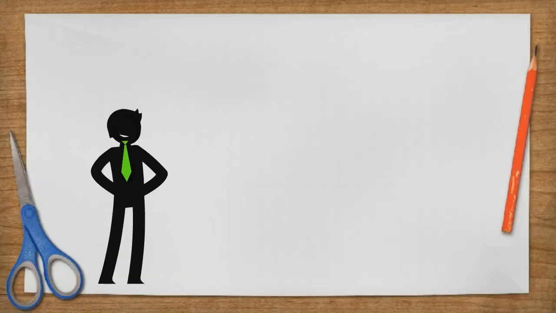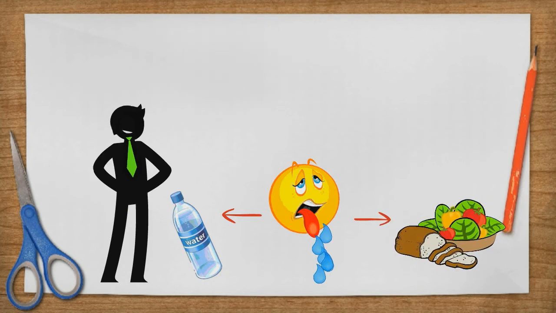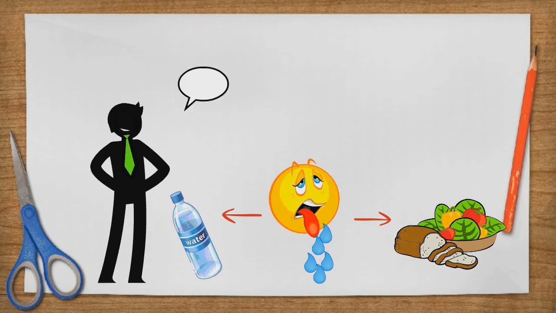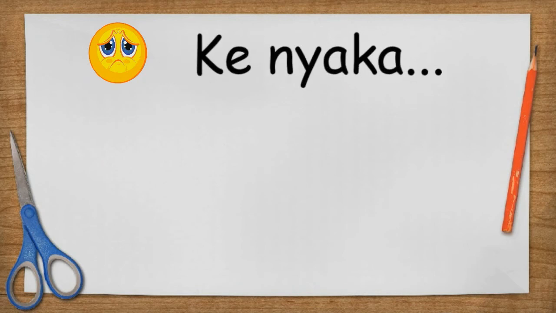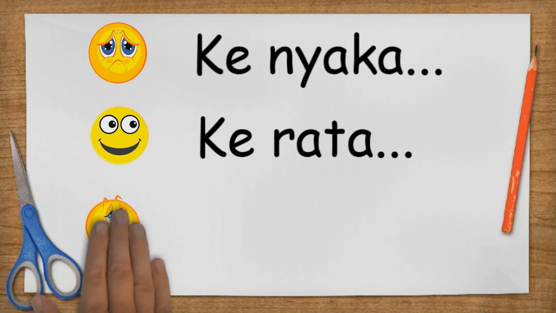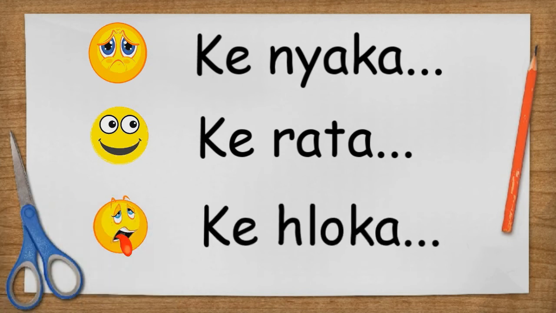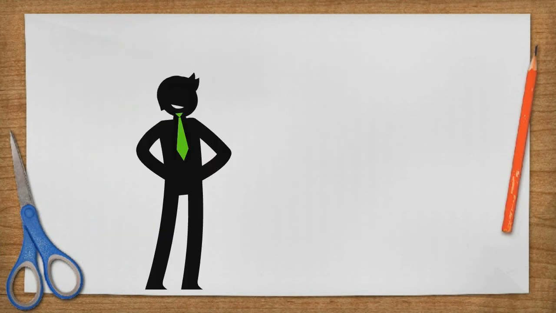Now, how do we say I need water? Ke tloka metsi. And I need food? Ke tloka dijo. So, I want is ke nyaka. I like is ke rata. And I need is ke hloka. And now you can use these verbs to build sentences.